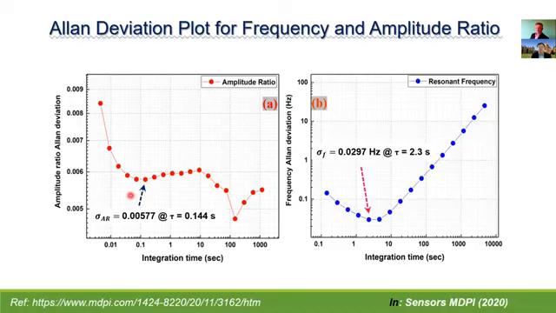So the minimum of these peaks over here shows that a minimum deviation in the amplitude ratio can be obtained as 0.00577. This then represents the amplitude ratio stability for long-term measurements in the coupled MEMS resonator system. Similarly, the best case frequency stability was obtained as 0.0297 Hertz.